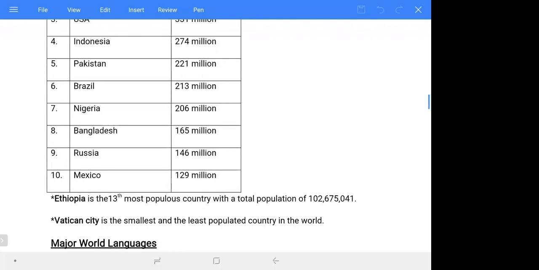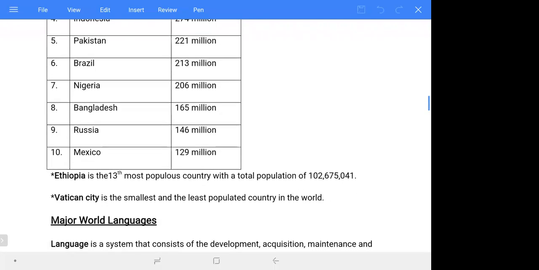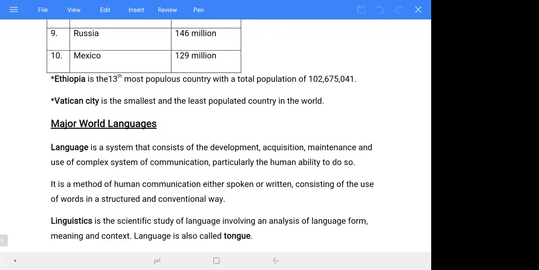When you come to our country, Ethiopia is the 13th most populous country, with the total being an estimate. There are different numbers when you search for the population size of Ethiopia. In some sources, you get 102 million.